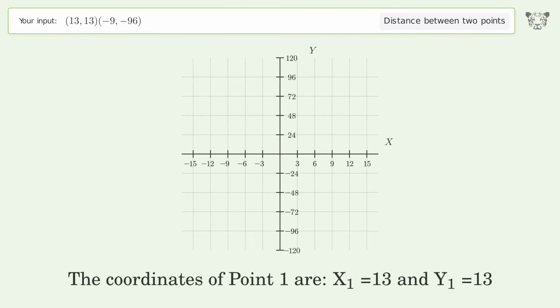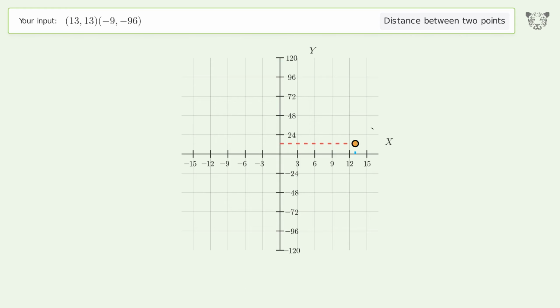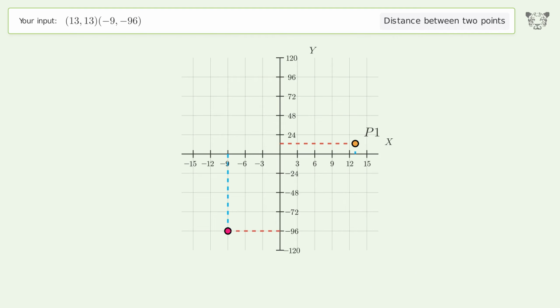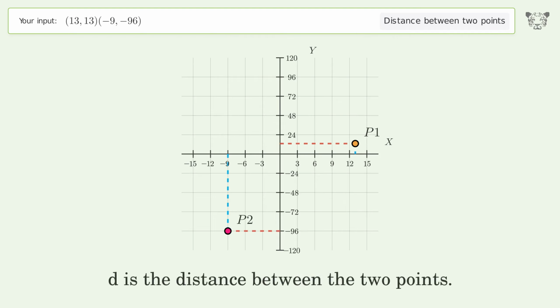The coordinates of point 1 are x1 equals 13 and y1 equals 13. The coordinates of point 2 are x2 equals -9 and y2 equals -96. D is the distance between the 2 points.